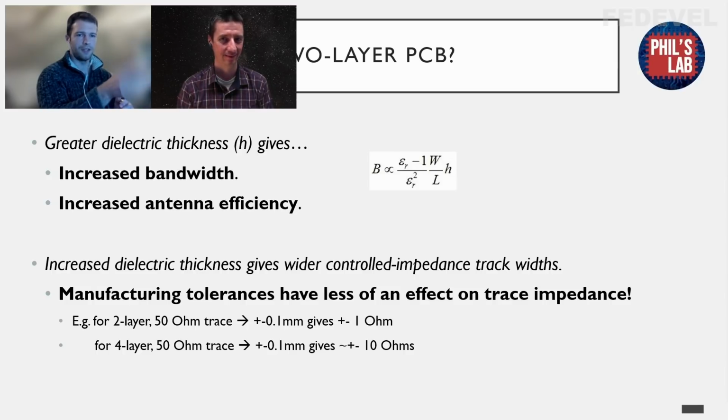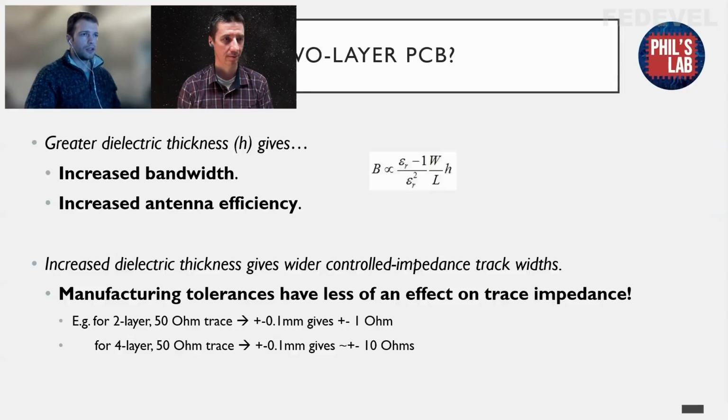So a plus minus 0.1 millimeter change for a 3 millimeter track, you're going to get a plus minus 1 ohm impedance change. Whereas for a 4-layer PCB, where the dielectric space is like 0.2 millimeters, if not less, it can give maybe even plus minus 10 ohms for that same manufacturing tolerance. So in that case, for RF PCBs, a lot of the times 2 layers is actually not a bad choice.